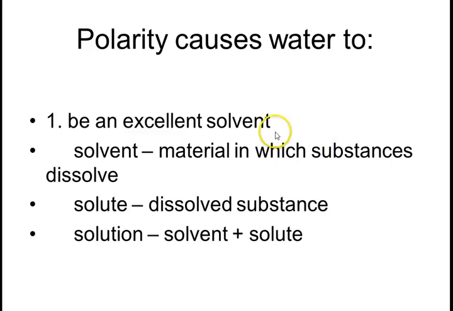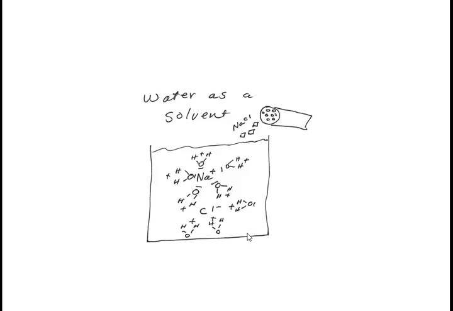Okay, polarity, these charges, causes water to be a fantastic solvent. Now we've got the terms solvent, solute, and solution. Solvent is a material in which substances dissolve, thus water. Solute is a dissolved substance, so like salt, sugar, but it could also be gases. They could be dissolved. And the solution is the whole thing, the solvent plus the solute.